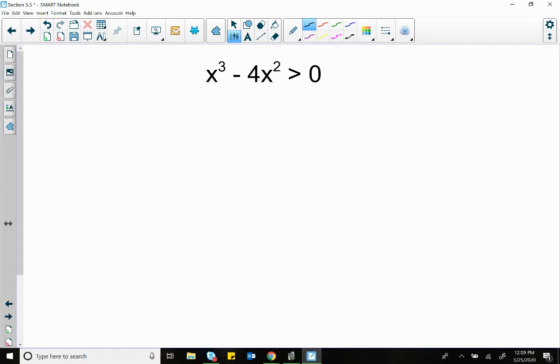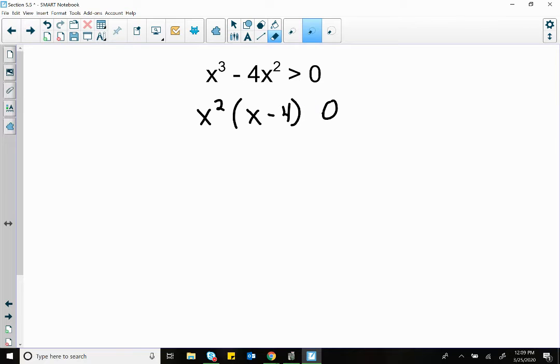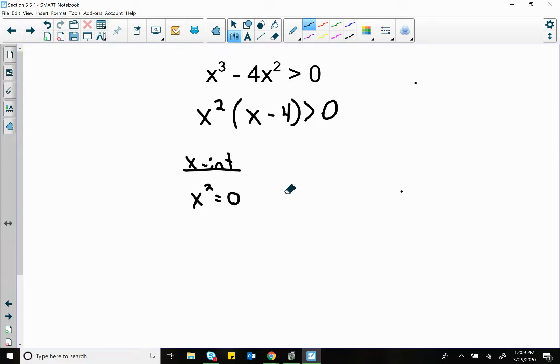So to factor this, let's go ahead and pull out an x squared because that's what's in common. It's a GCF. That will leave you with x minus 4, and of course, greater than 0. And now that we have this factored, we can figure out what our x-intercepts are, because all we're going to do is set those factored pieces equal to 0. So x squared equals 0 and x minus 4 equals 0.